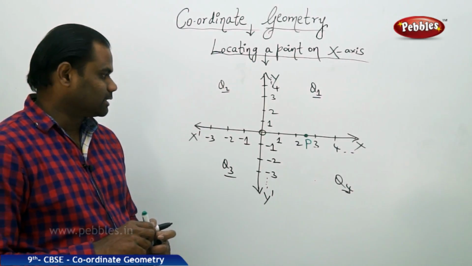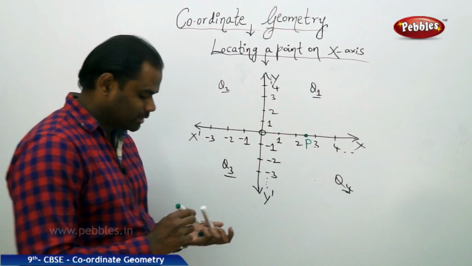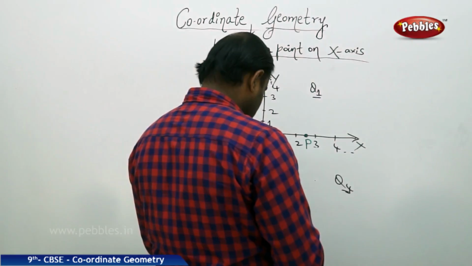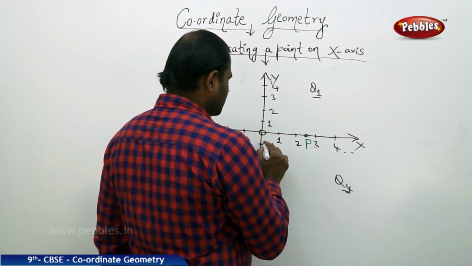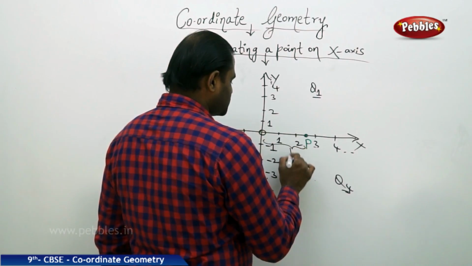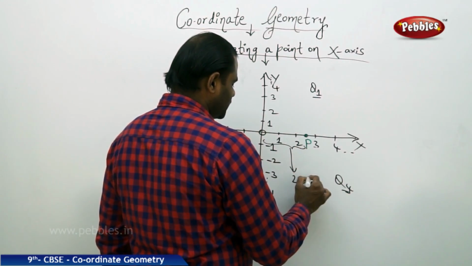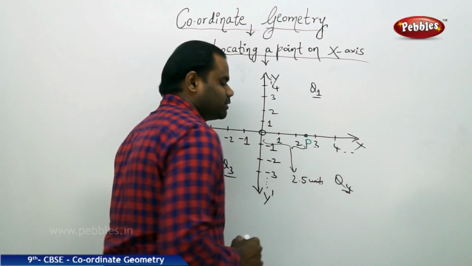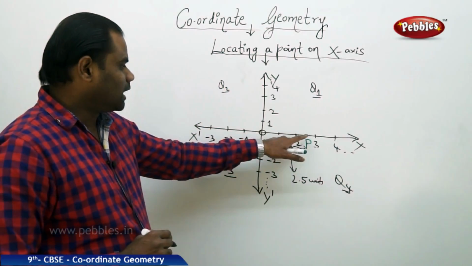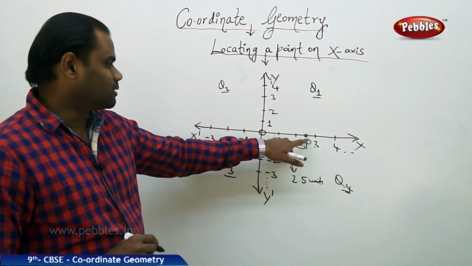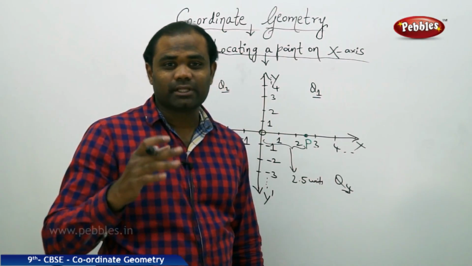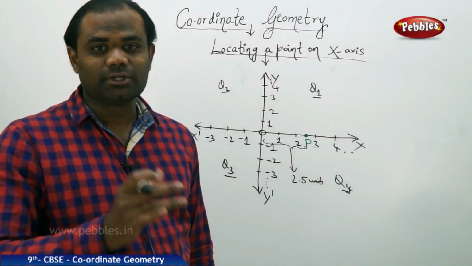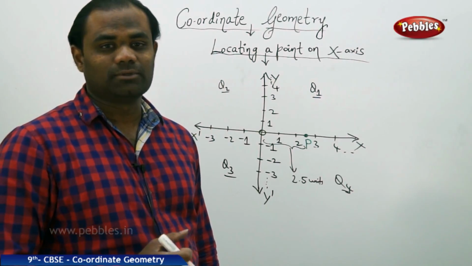So I understand that this point is clearly 2.5 units from the origin. So I have this distance being 2.5 units to the right. And now after moving 2.5 units to the right, it doesn't move up or down. That means there's no change in the y coordinate. It is 0 itself from the initial position.